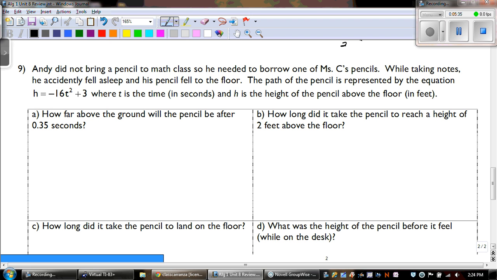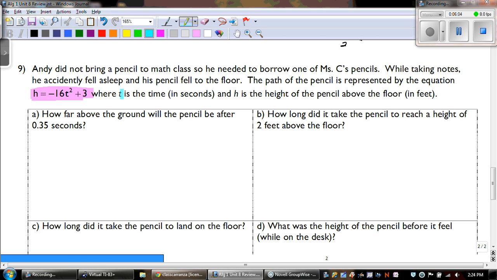Andy did not bring his pencil to math class, so he needed to borrow one of Miss C's pencils. While taking notes, he accidentally fell asleep, and his pencil fell to the floor. The path of the pencil is represented by the equation. Let's make sure we mark down that equation. h equals negative 16t squared plus 3, where t is the time in seconds and h is the height of the pencil above the floor in feet.